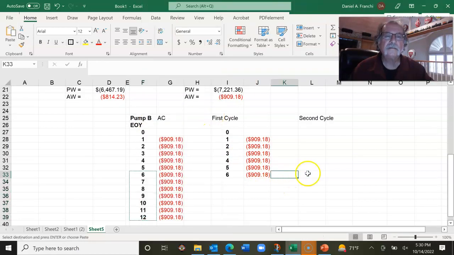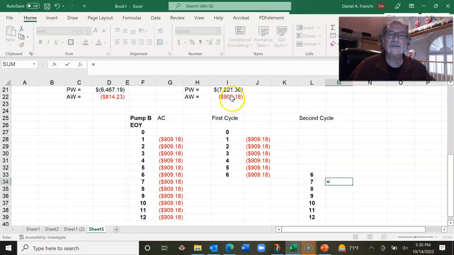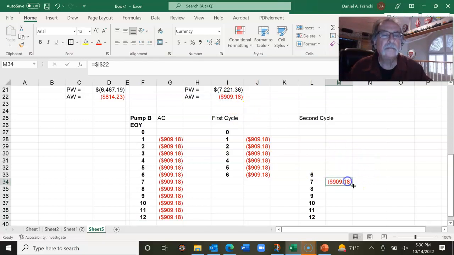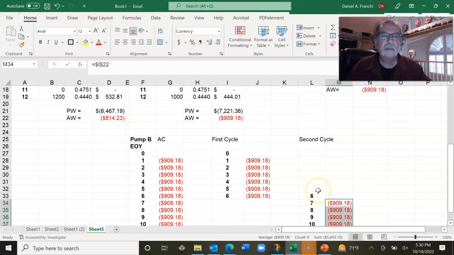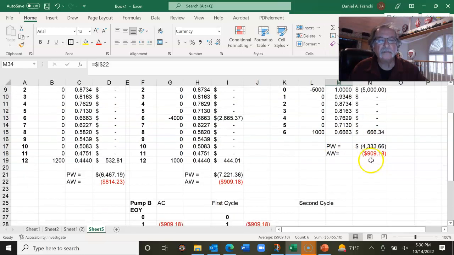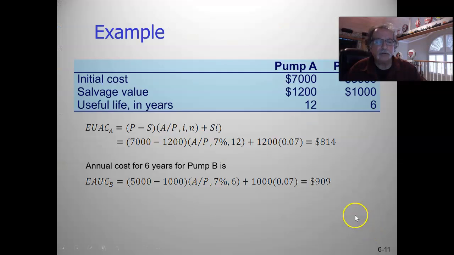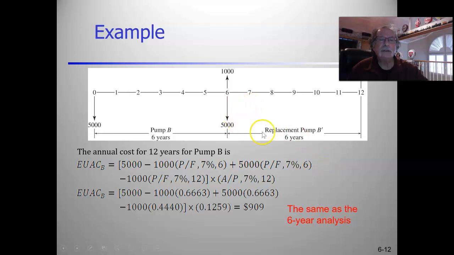So in the second cycle, we're making this initial investment, and then because it's repeatable, we're going to get the same result. So this is exactly what we've done here. We've done this same thing again. So that's the power of doing an annual worth analysis. That's the best reason for doing it, is if you're comparing projects with different lives and can assume repeatability, you only need to do a single cycle.